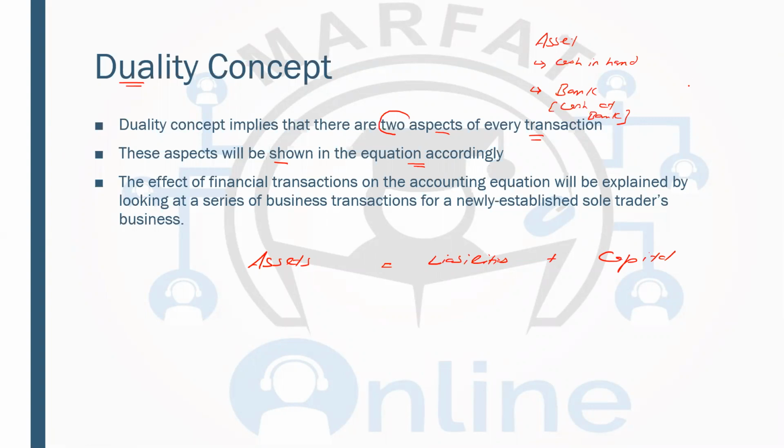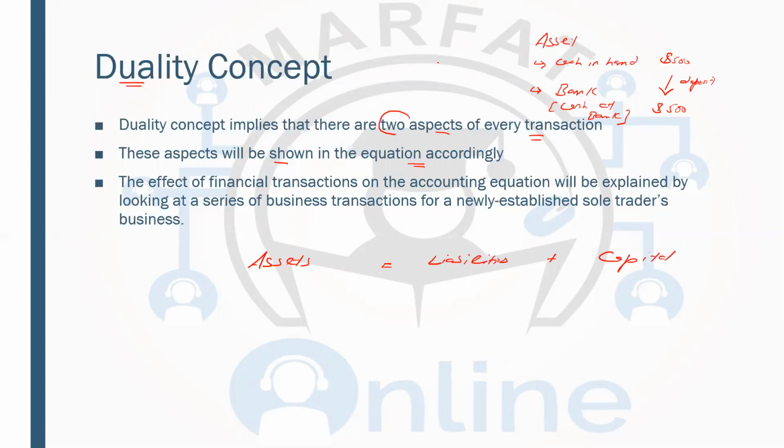For example, what if you are having cash of $500 and you are depositing it into your bank account? Now, this transaction has two effects, two aspects. Your cash in hand is decreasing, but your cash at bank is increasing. And both of these are assets. So these are the two aspects.